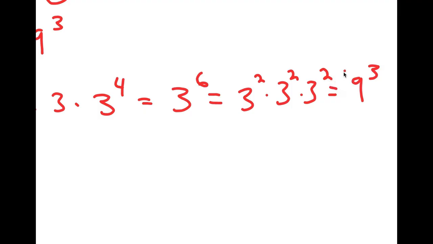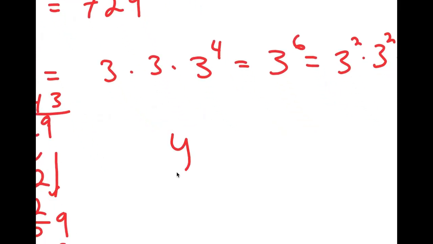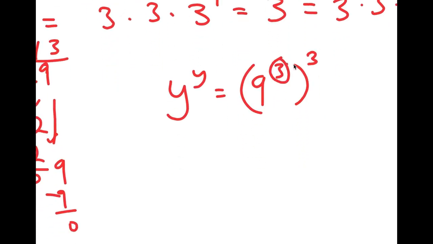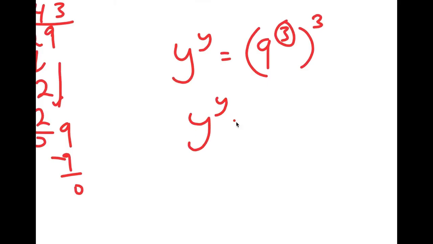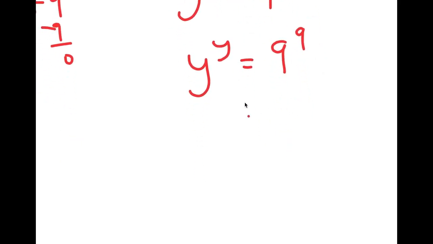So I'm going to replace 729 with 9 to the power of 3. So I get y to the power of y is equal to 9 to the power of 3 to the power of 3. And the reason I did this is because 9 to the power of 3 to the power of 3 is the same thing as 9 to the power of 3 times 3. And 3 times 3 is 9. So I get y to the power of y is equal to 9 to the power of 9. And now I can use the property that if a to the power of a is equal to b to the power of b, this means that a equals b.